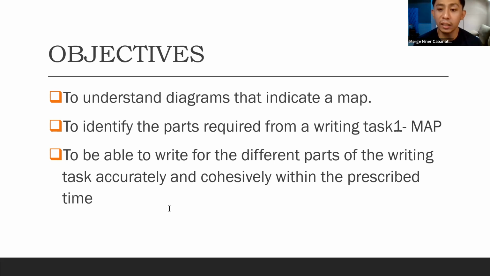Okay, but writing task 1 is different for academic and general training. That is why you guys have separate lectures. So yesterday, I catered to the general training. We talked about letter writing, and today we are going to discuss your statistical report, particularly diagrams that indicate a map. So the question is, how will I be able to approach my task? What are the things that I need to do prior? And how can I improve my chances of passing this examination?